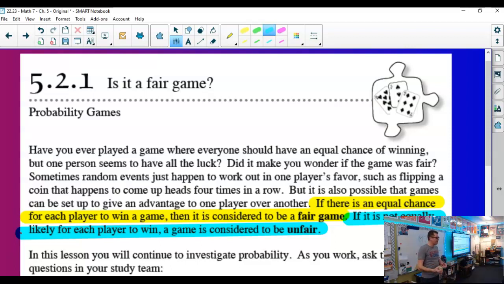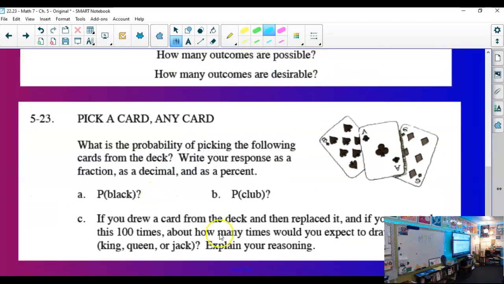So if you look at your worksheet, 523 here on your worksheet, asks us to determine, based off the deck of cards in front of you, now if your deck is missing cards, let me know because I should probably remove it from the classroom set. But with your partner, you want to figure out the fraction, decimal, and percent. So I would start with fraction for the probability of black, of clubs, and then we'll talk about C together. But take like 30 seconds or a minute, chat with each other.